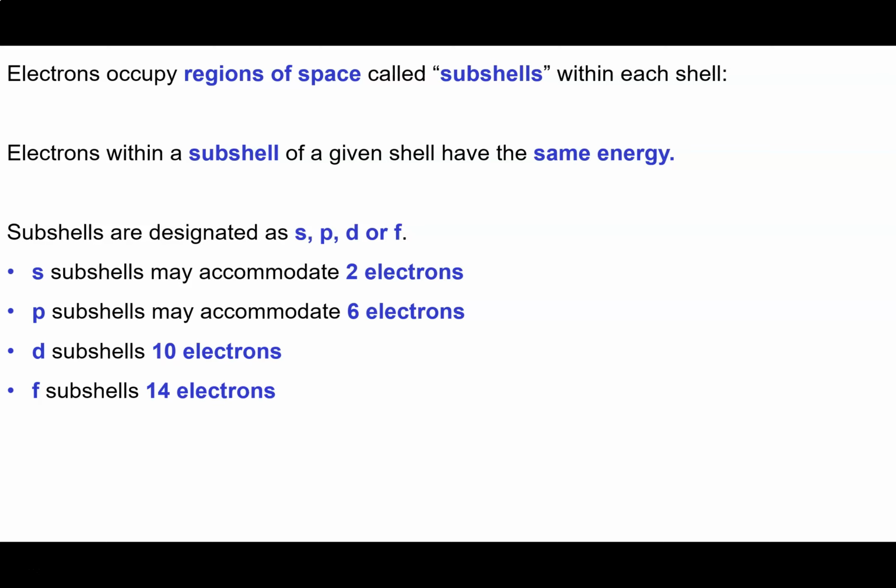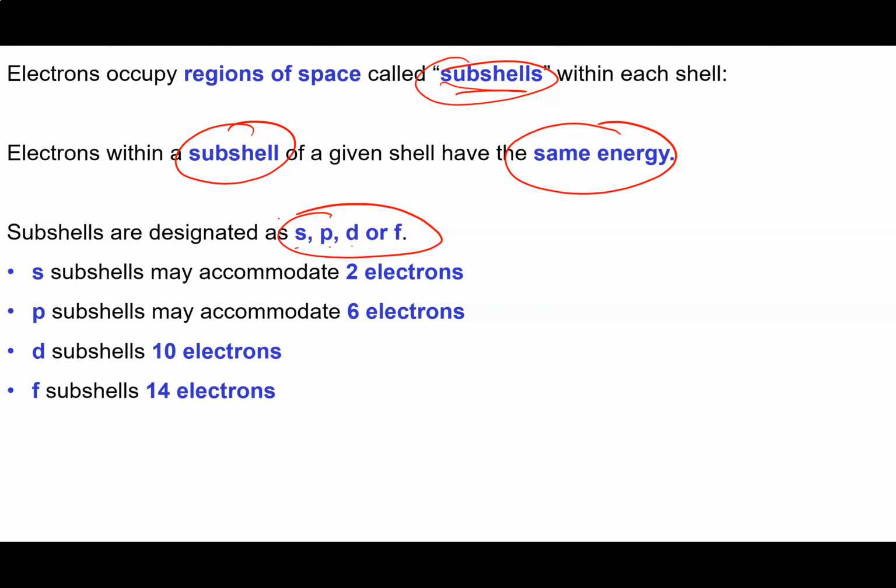So within a shell, there are regions of space called subshells, just like within a state, there are cities, right? So subshells are regions of space within a shell, okay? And electrons within a subshell of a given shell do have the same energy. These subshells are of 4 different types. They're called S, P, D, and F. And these are in increasing size.